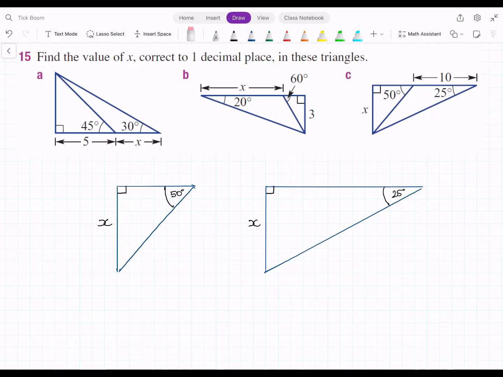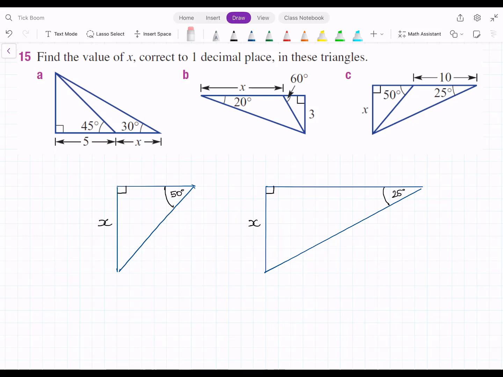Hello Year 10, for this video I've been asked to work through question 15 part C from exercise 7A of the Year 10 Cambridge 5.3 textbook. So question 15 says find the value of x correct to one decimal place in these triangles.